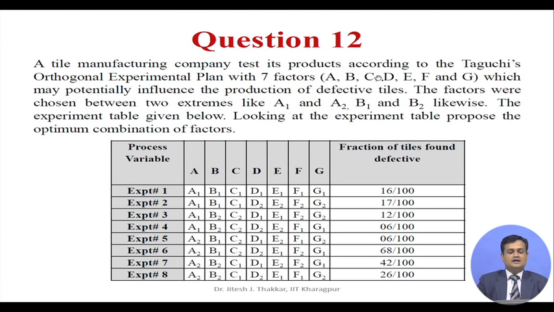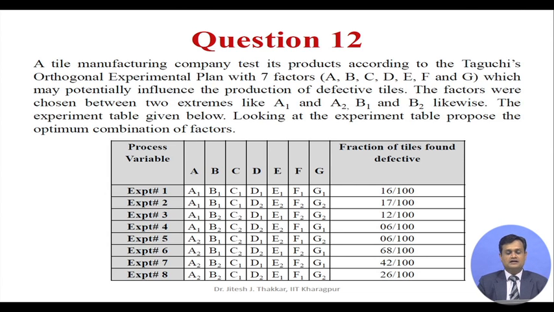Question 12, a tile manufacturing company tests its products according to the Taguchi's orthogonal experiment plan with 7 factors A, B, C, D, E, F and G which may potentially influence the production of defective tiles. The factors were chosen between two extremes like A1 and A2, B1 and B2. The experimental table is given below.